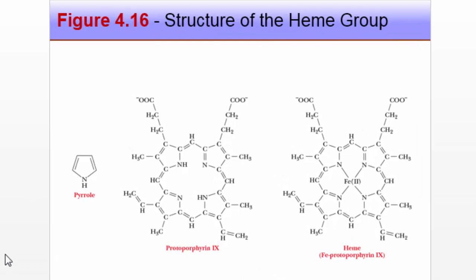This is the pyrrole ring, so you bring 4 of them connected by methane bridges here to form a square planar structure. Now the iron 2 ion has 6 coordination sites here after we add. So after we add iron 2, it becomes heme.